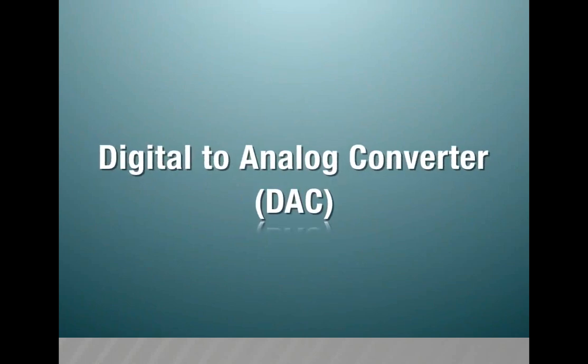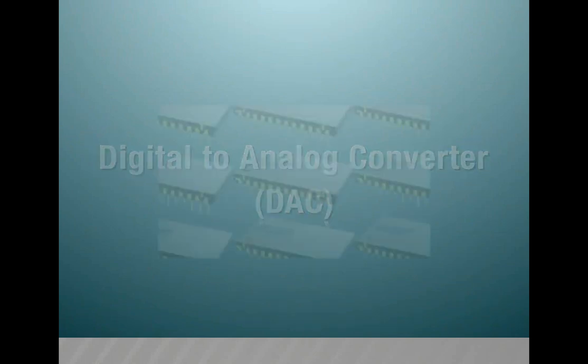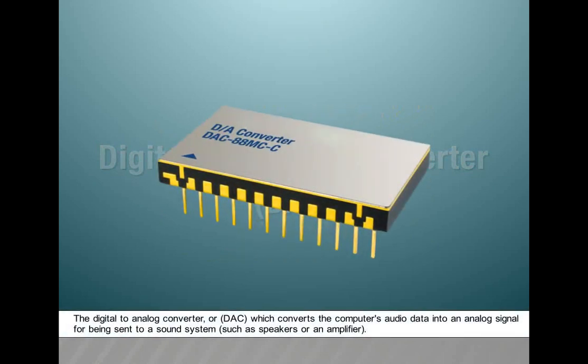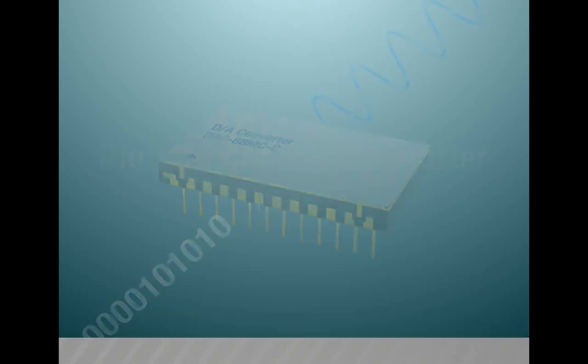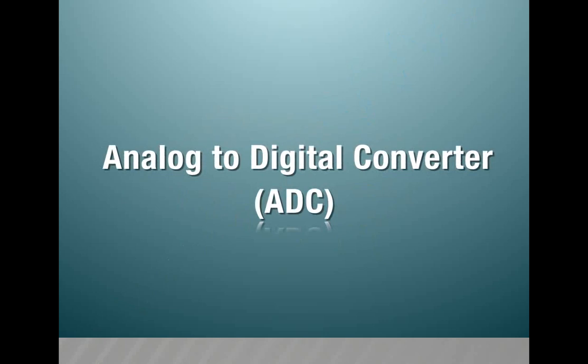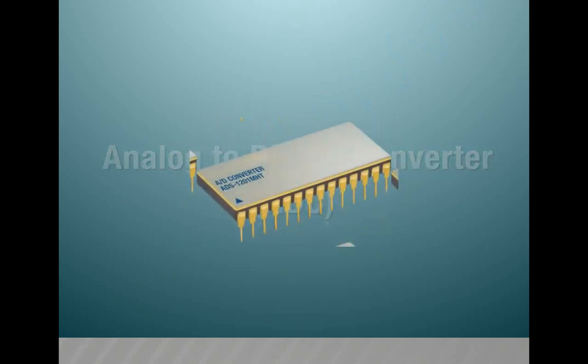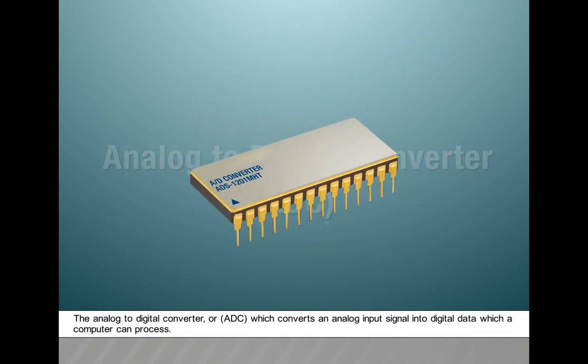Digital to analog converter, DAC. The digital to analog converter, or DAC, converts the computer's audio data into an analog signal for being sent to a sound system, such as speakers or an amplifier. Analog to digital converter, ADC. The analog to digital converter, or ADC, converts an analog input signal into digital data which a computer can process.